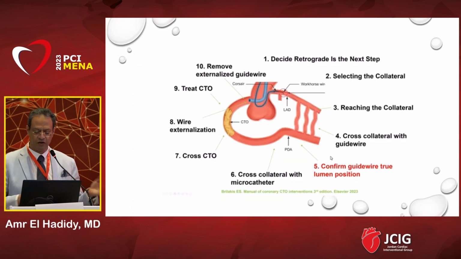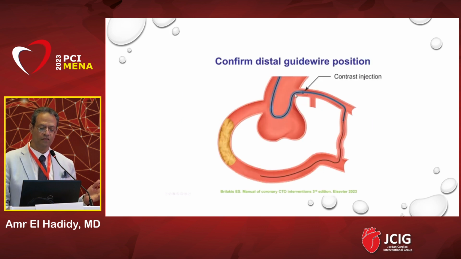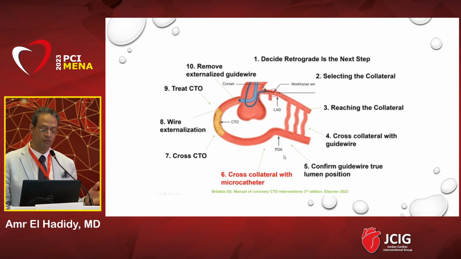Definitely, we have a microcatheter. You can rotate some of these microcatheters, and the others cannot rotate. And then you need to confirm the guidewire is in the true lumen. Yes, we confirm now. We use a test from the retrograde guide, and then you can see and check. Then you need to cross with the microcatheter.